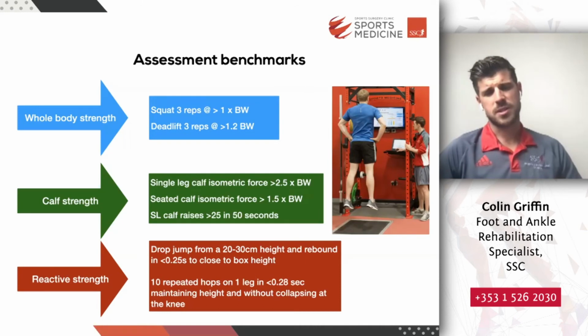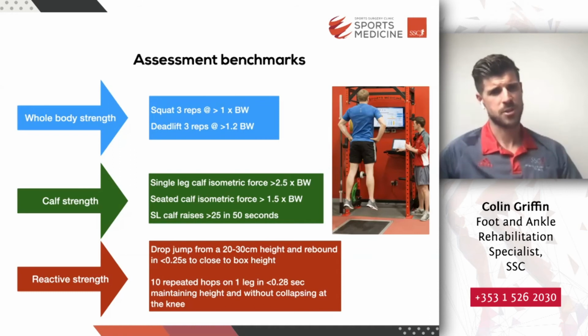And similarly for deadlift, deadlift will probably target the posterior chain muscles, the hamstrings, glutes, a little bit more than the squat would, depending on your technique and how you coach it. And you can always lift a little bit more. So again, we'd be looking at 1.2 times body weight or more for 3 reps.